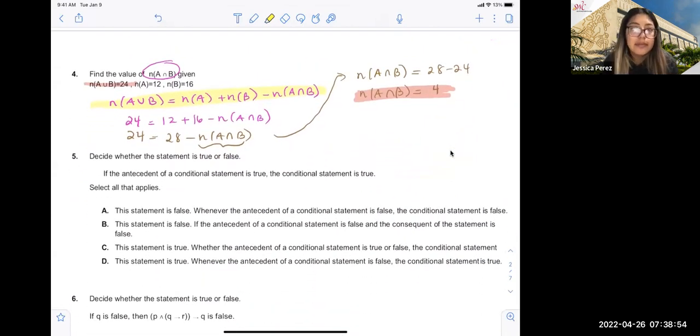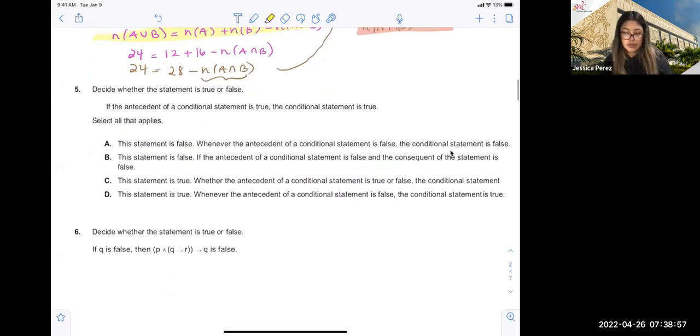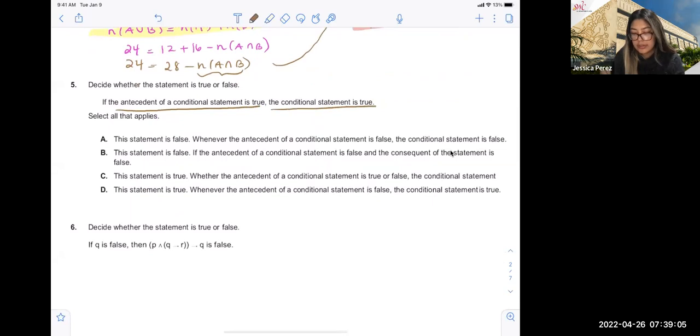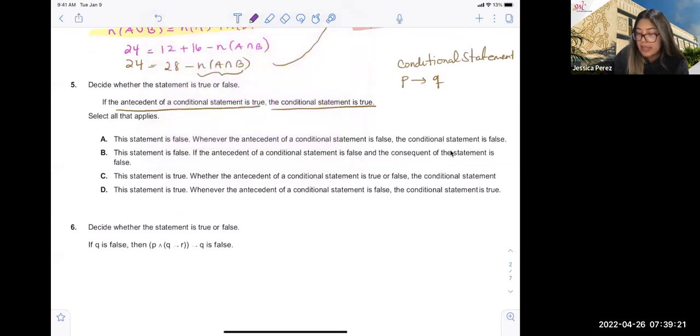All right, number 5, decide whether the statement is true or false. So this one is, if the antecedent of a conditional statement is true, the conditional statement is true. So first, let's study what it means to be the antecedent. Remember, a conditional statement, let's digest this first. You have P implies Q. P is the antecedent, and Q is called the consequence.